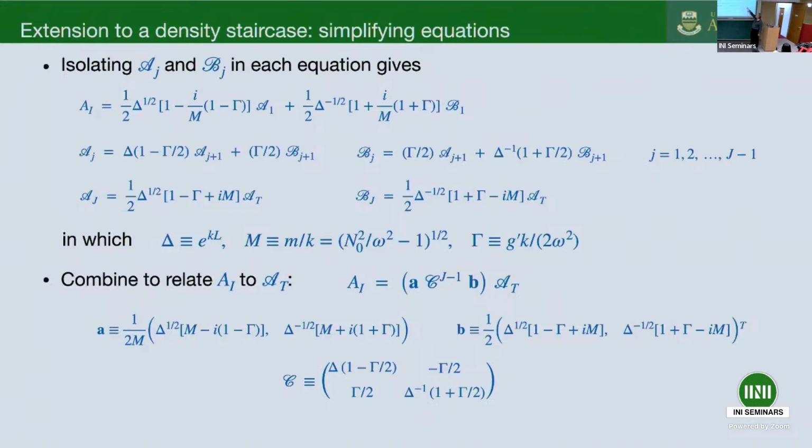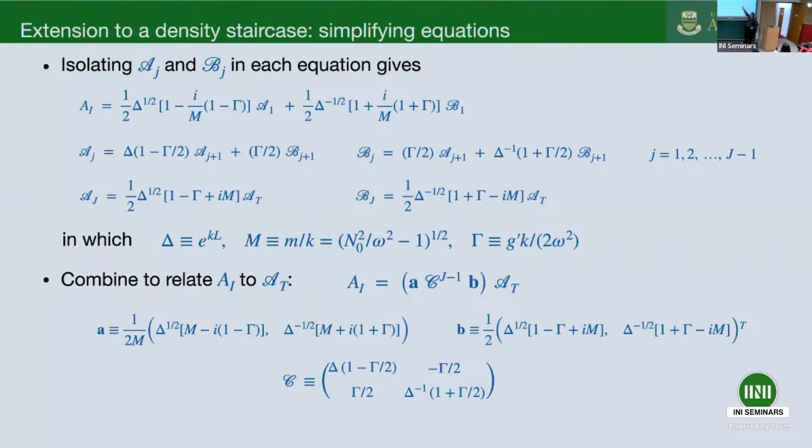So there's my equations for how the incident wave depends on A1 and B1, which are basically the amplitudes of the waves just below the first step. And then I have the AJs, BJs in the middle here that relate one step to the next step. And then I have the AJs, capital Js, relating what's happening right at the interface between the staircase and the stuff underneath.